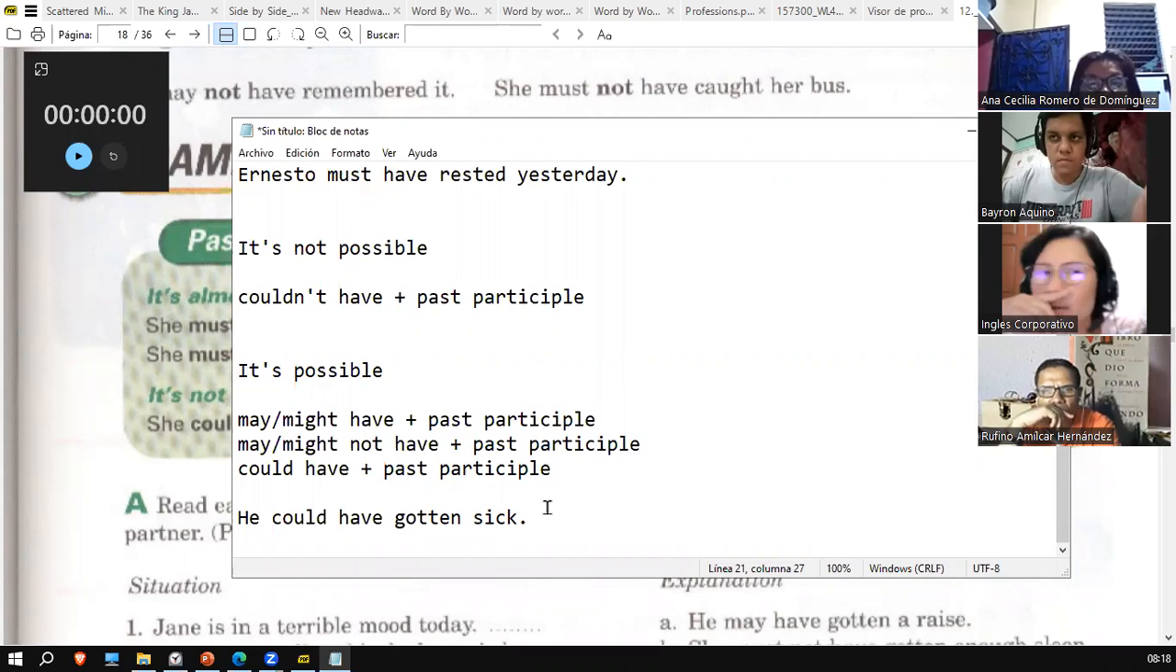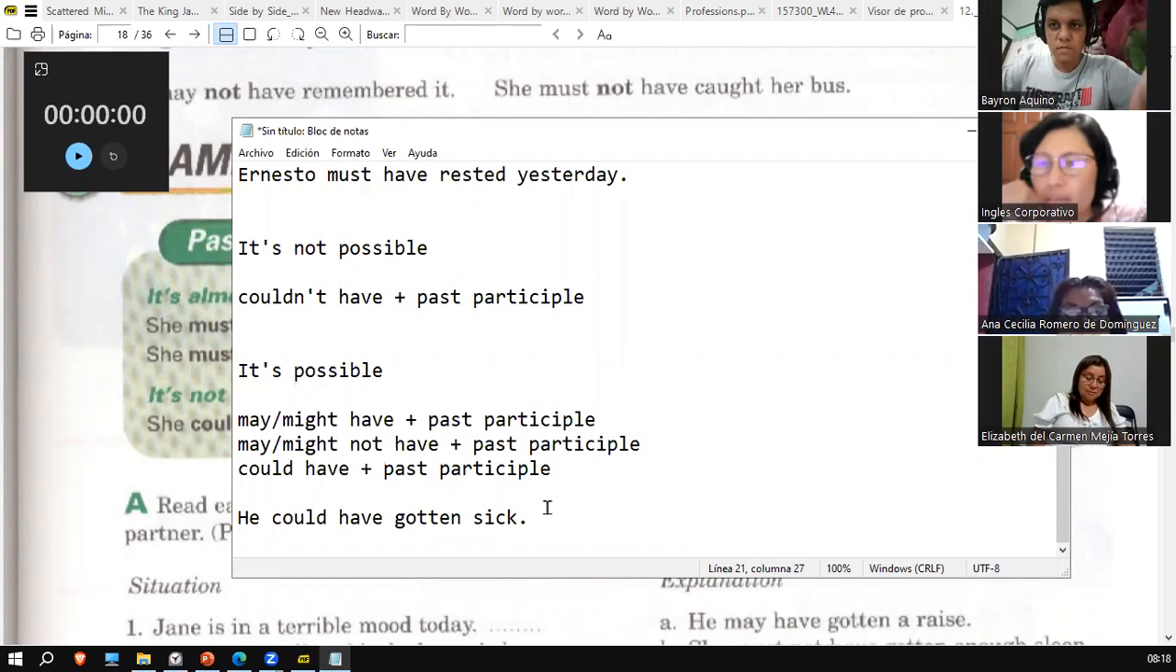He could have gotten sick. Like, for instance, digamos, tengo un compañero de trabajo y yo digo, no vino. Pero qué raro, si nunca falta. Yo digo, he could have gotten sick. Debió haberse enfermado porque es la única razón por la que él falta. Entonces ahí cabe el escenario de it's possible. ¿Verdad? Byron, what about you?